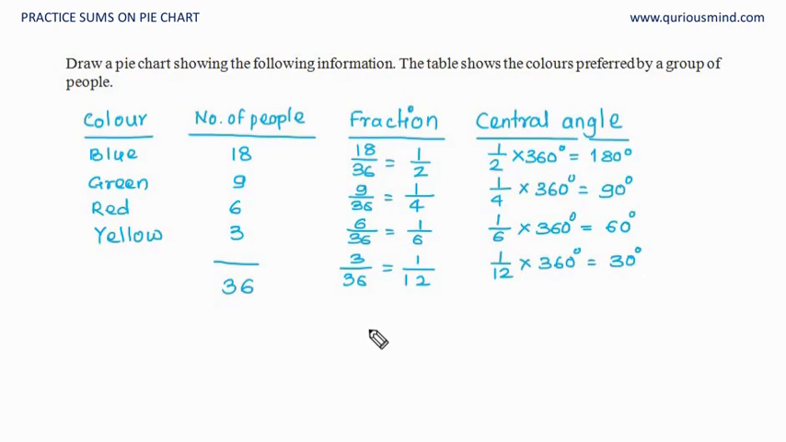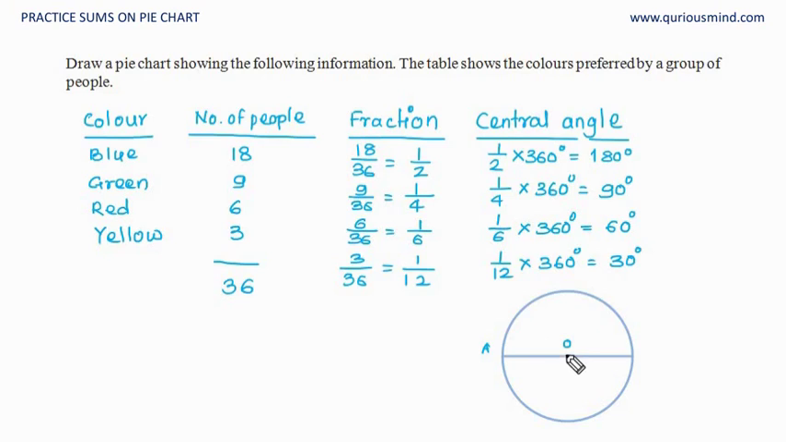Now step 1, draw the circle. Step 2, draw one radius OA, which we'll take as a reference point. And now we will draw a 180-degree angle with reference to this OA, and 180 degrees is a full straight angle. So I'll have to join from here to here. Let me join that. So this is my 180-degree angle, which represents the blue color, or the people who prefer blue color.